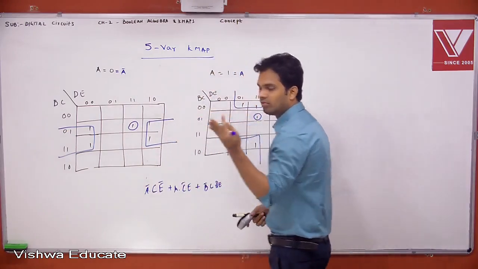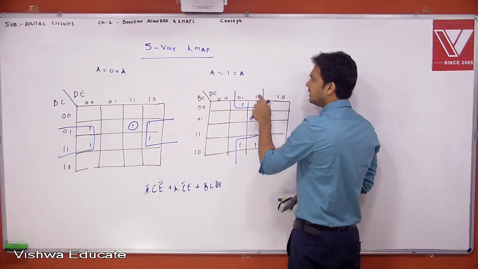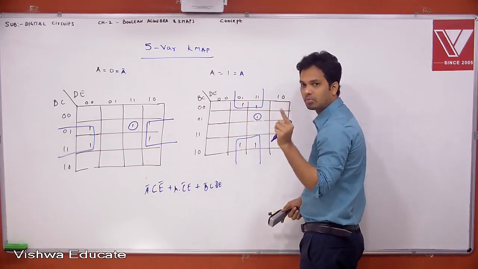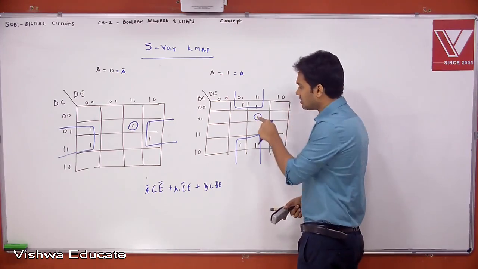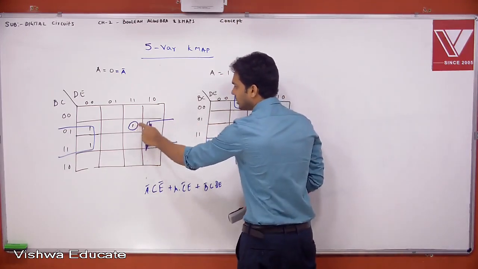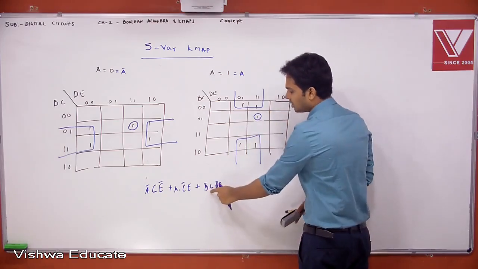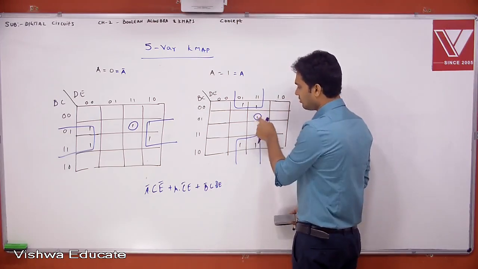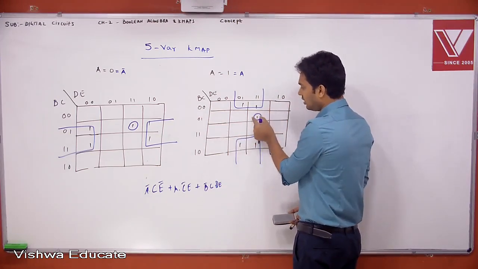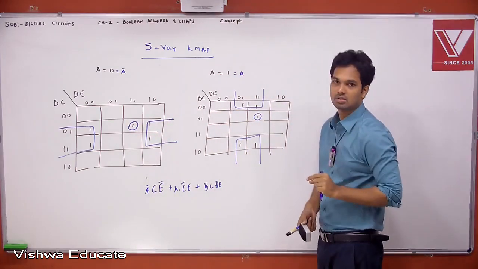How many? 4 literals. For this again, B bar D into A, another 4. 4 plus 4, how many? 8 literals are coming because of 2 pairs. Instead of that, if you group these two, it will make a pair and it is giving me 1 pair, and how many literals? 1, 2, 3, 4. 4 literals. So which one is advantageous? Definitely taking the grouping of this one in both the K-maps with a single pair is advantageous.